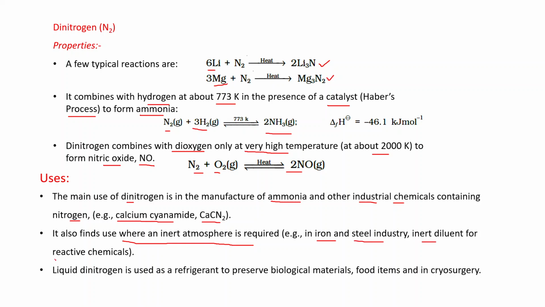diluent for reactive chemicals. Liquid dinitrogen is used as a refrigerant to preserve biological materials, food items, and in cryosurgery. That is, we can say that any surgery or medical treatment done at low temperature is called cryosurgery.